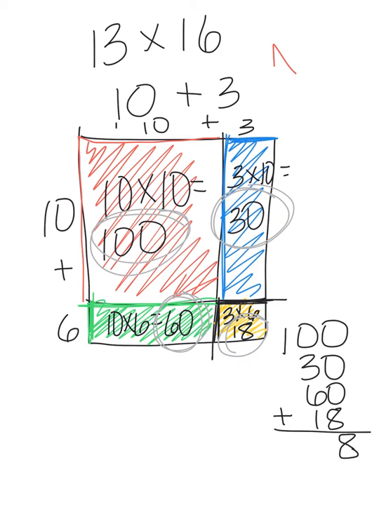So in the ones place I have 8. In the tens place I have a 3, a 6, and a 1. Together that equals 10. Put my 100 up there. I have 2 hundreds, so my answer would be 208. So 13 times 16 would be 208.